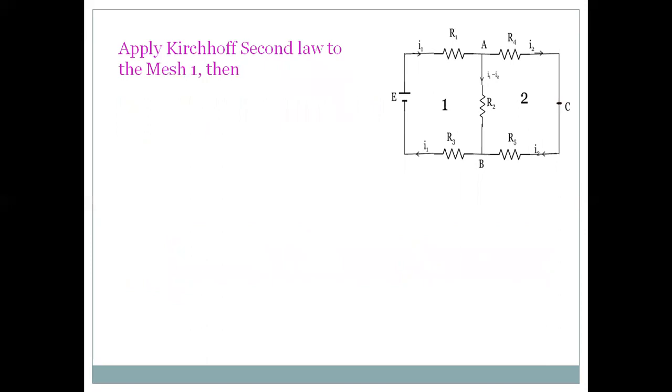Now, when we apply Kirchhoff's second law to mesh 1, in this mesh there is only one battery, that is E, the EMF. So E is equal to, by using Ohm's law, the potential difference across the resistance R1 is I1 R1, across the resistance R2 is (I1 minus I2) into R2, and across the resistance R3 is I1 R3. By Ohm's law, V is equal to IR, where I1, I1 minus I2 and I1 are in the same direction, that is, the clockwise direction.